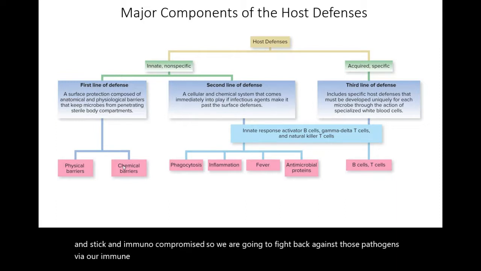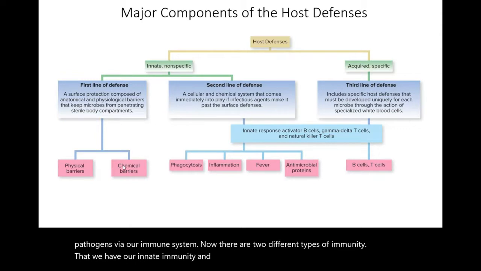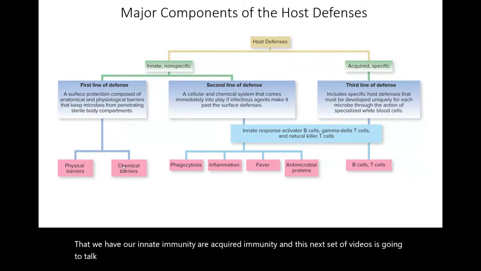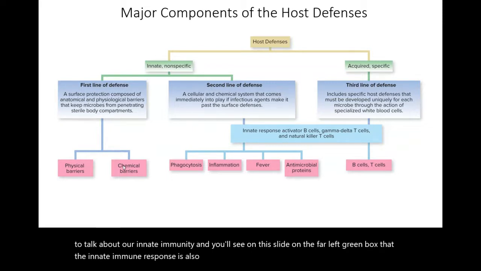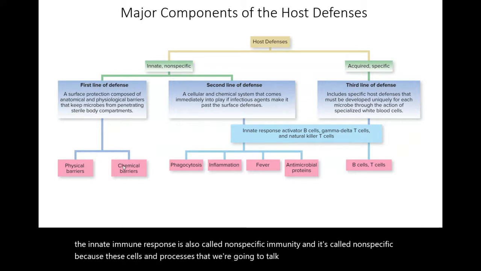Now, there are two different types of immunity that we have, our innate immunity and our acquired immunity. And this next set of videos is going to talk about our innate immunity. And you'll see on this slide on the far left green box that the innate immune response is also called nonspecific immunity. And it's called nonspecific because these cells and processes that we're going to talk about are always ready, and they do not care what the pathogen is.